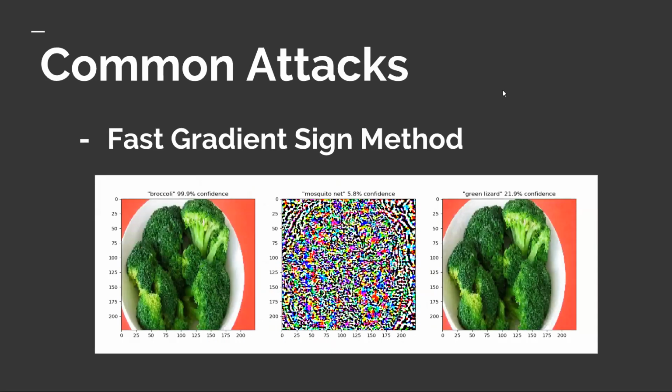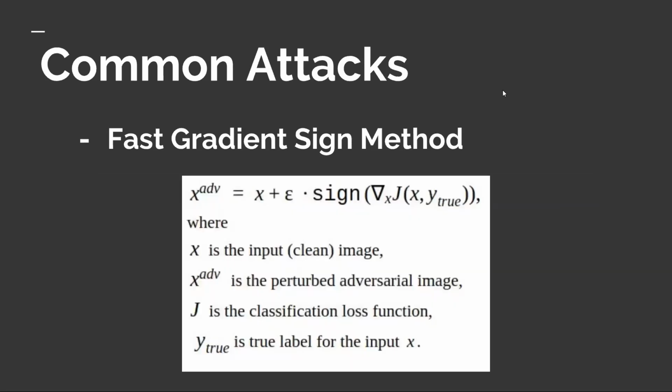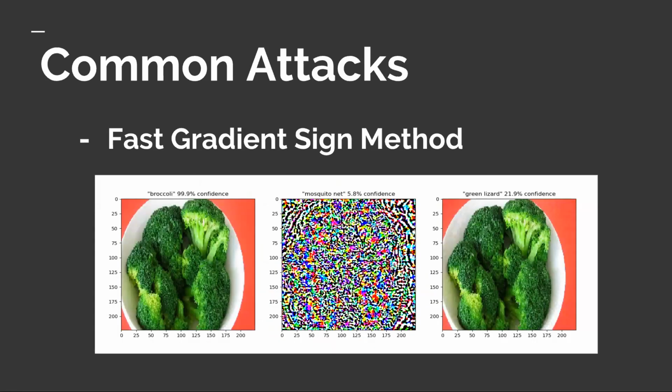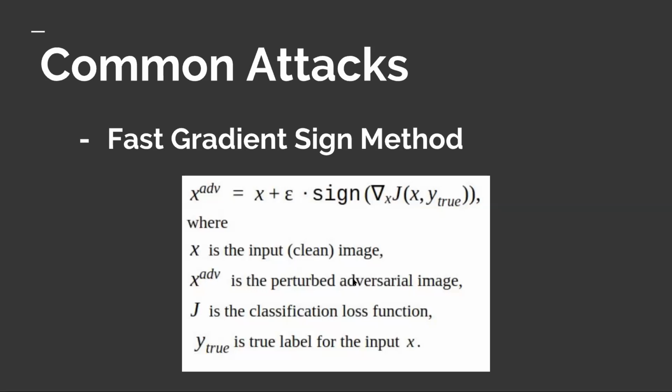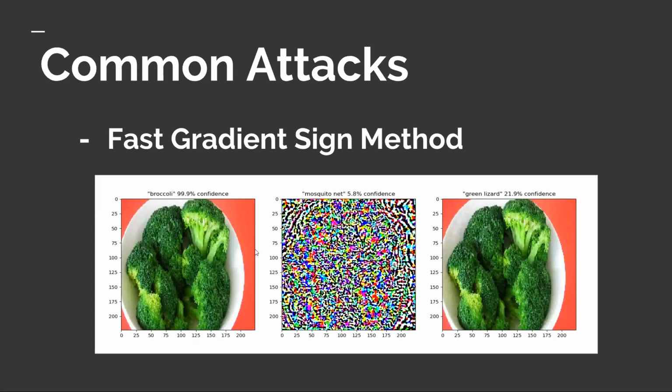Okay, in this example, it's a form of non-targeted attack. So you don't really care about what the misclassified output is as long as it misclassifies. This is just an example here. This is an image of a broccoli. It says it's 99% confidence. This is a particular kind of noise which has been developed using this formula. You have this noise. Now it says it's a green lizard.